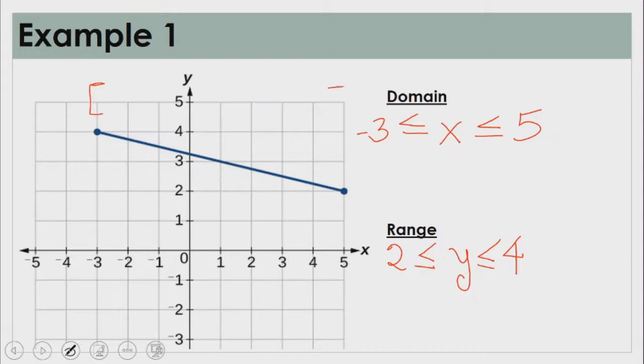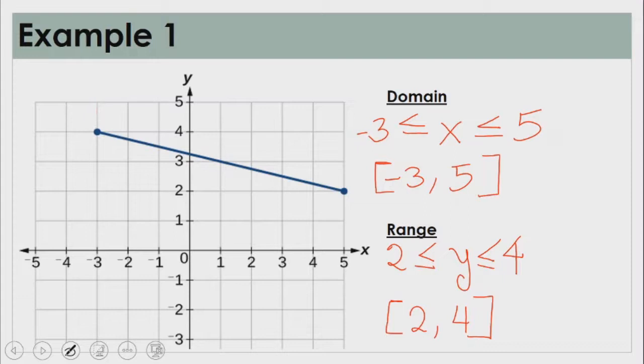Whenever a point is closed, it's going to be a bracket. So the domain is going to be a bracket because it is closed, -3, +5, closed, and then you close it with a bracket. The range is also closed, so we use a bracket, 2, 4, which is the maximum point. Because that point is also closed, we are going to close it with another bracket.